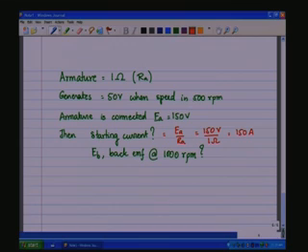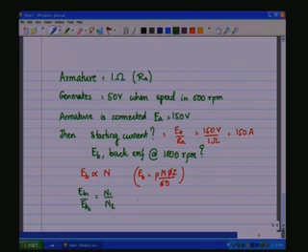Now, the back EMF at 1000 RPM, we have been given that it generates 50 volts when the RPM is 500, and we know that the back EMF is proportional to N. Note that EB is equal to P N phi Z by 60. Back EMF is proportional to N. So, EB1 by EB2 is equal to N1 by N2, and therefore, 50 volts by EB2 is equal to 500 RPM by 1000 RPM, and therefore, EB2 is equal to 100 volts.